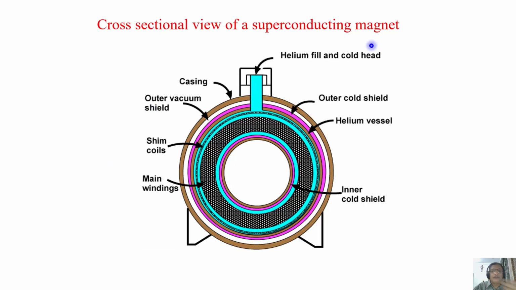Now, if you take a cross-sectional view of a superconducting magnet, this is the inner bore, which is at room temperature. The probe is put here, all your samples are here, and you do the experiment at room temperature. You see concentric circles like this: helium filling chamber, a casing, outer vacuum, shim coils, the main superconducting windings, and then we have a shield inside.